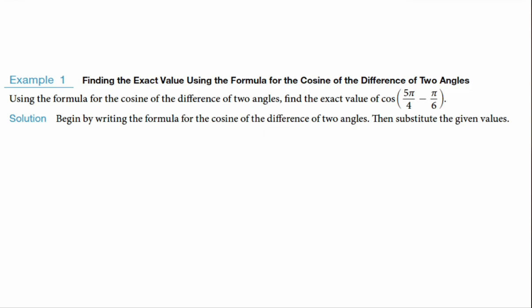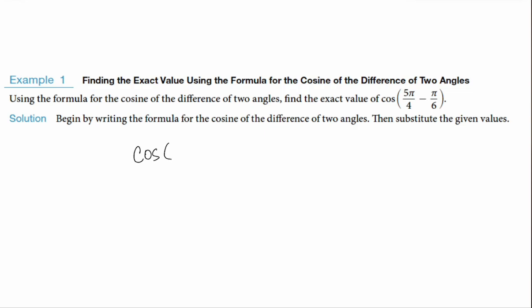So 13 pi over 12 is not a unit circle value. So that's why when it says here to find the exact value, you can check. We don't know what 13 pi over 12 is. That's not something we've ever done on the unit circle. So because of that, we're going to use the formula that we just wrote down. So let's write down the formula.